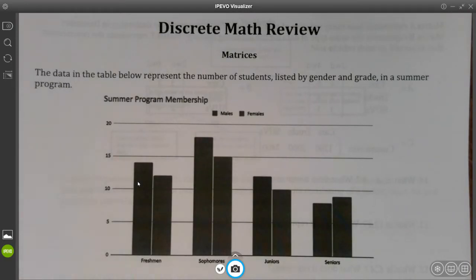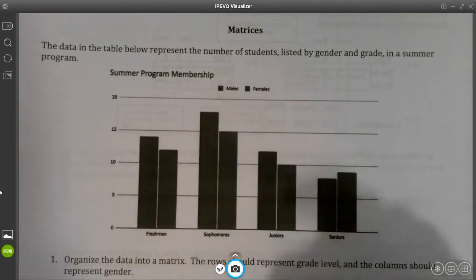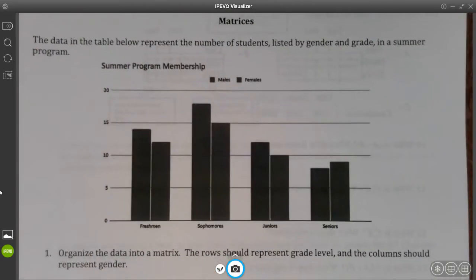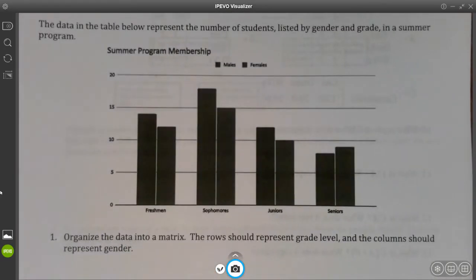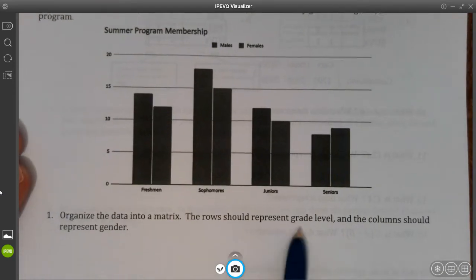So here goes. The data in the table below represent the number of students listed by gender and grade in a summer program. And we have males on the left, females on the right. There's just two slightly different shades of gray there, so you really can't tell the difference, but males will be on the left, females will be on the right. And we're going to organize the data into a matrix, but they're very clear with us about how to organize this. The rows should represent the grade level.